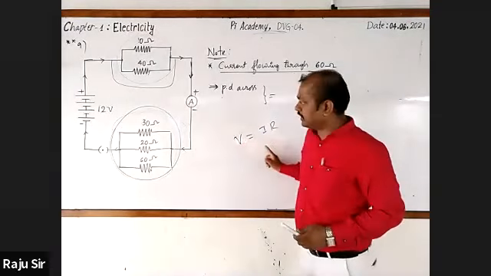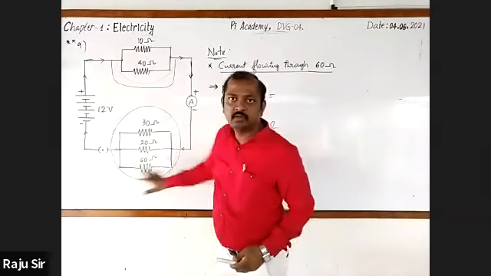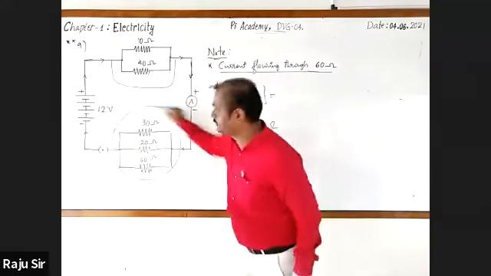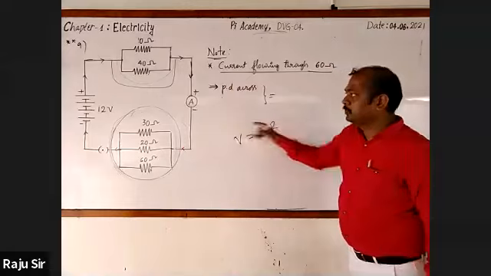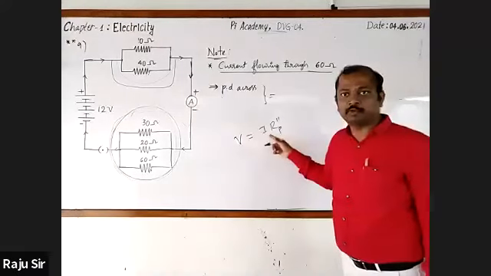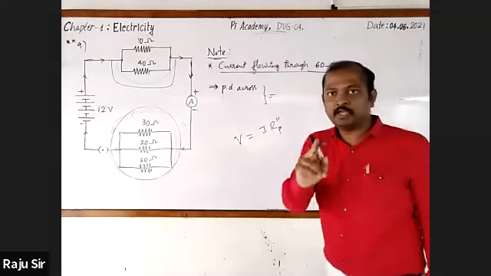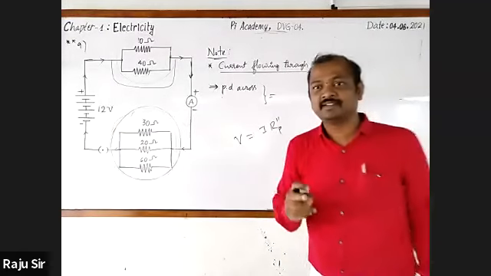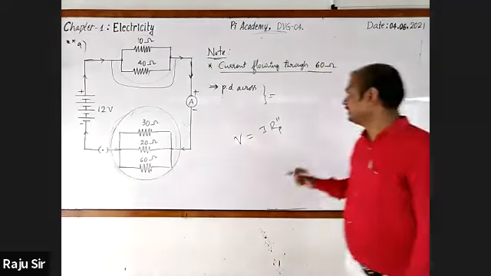Here, in this case, I is the total current, which is 2 by 3. R is the resistance of this combination, which we are taking. 10 ohm, sir. RP double dash. Very good, 10 ohm, RP double dash, which we have already found out. Did you understand? Yes, sir.